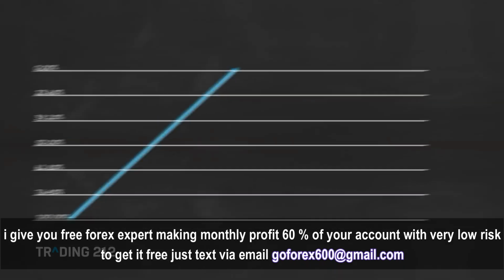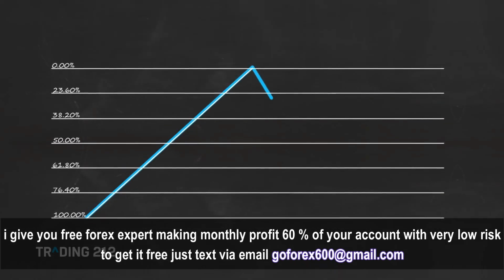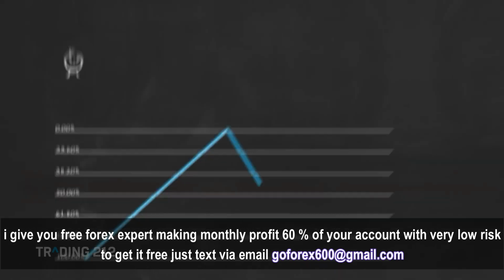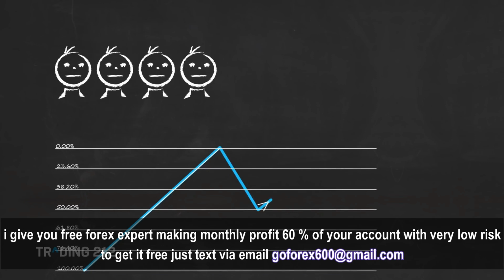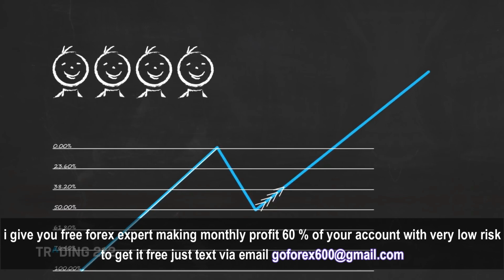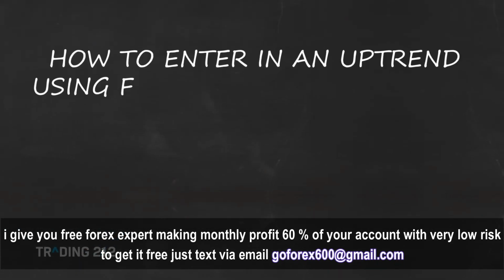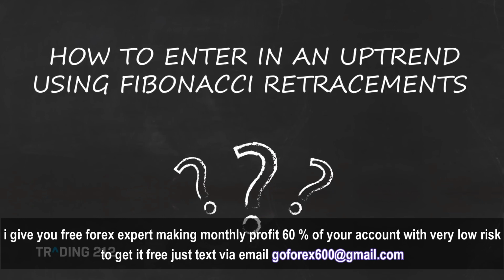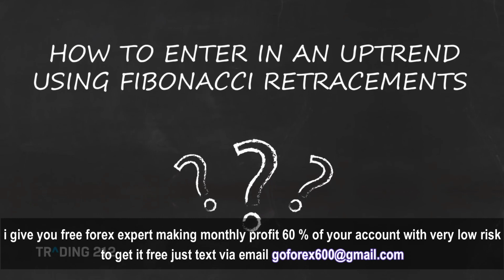So traders use these Fibonacci levels as efficient entries in the direction of the trend because many traders watch these same levels and place buy, sell, or stop orders based on them. They are quite accurate and become a self-fulfilling prophecy. So how should you enter in an uptrend? You can use the Fibonacci retracement levels for an entry into the market.